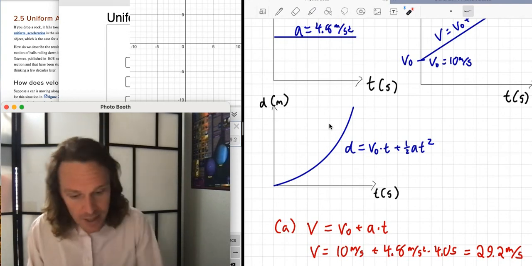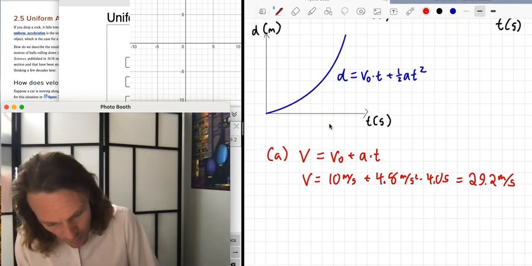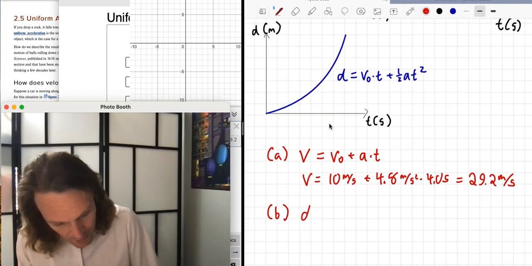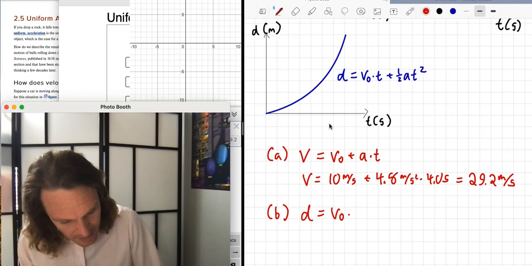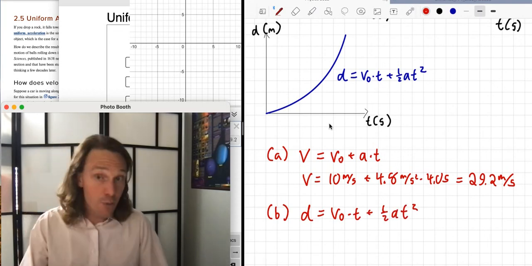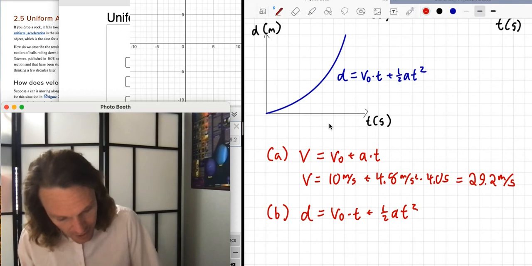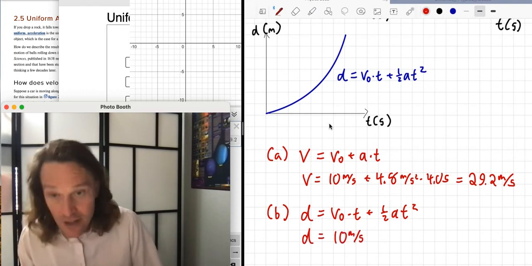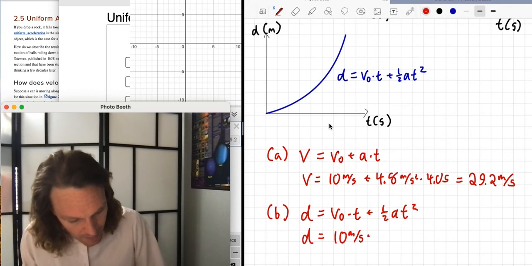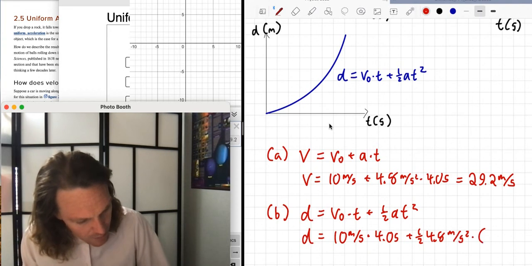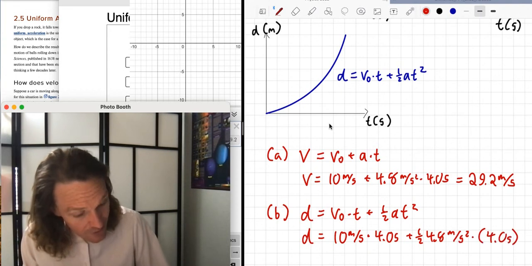And then finally in part B, we would just want to find the final position. So then d is just going to be v naught times t plus 1/2 at squared. That's just how far we've gone during our 4 seconds of acceleration. So then we'll just put in our 10 meters per second, because it matters how fast you're going initially, and then times 4 seconds plus 1/2 times 4.8 meters per second squared times 4 seconds, and then square it.